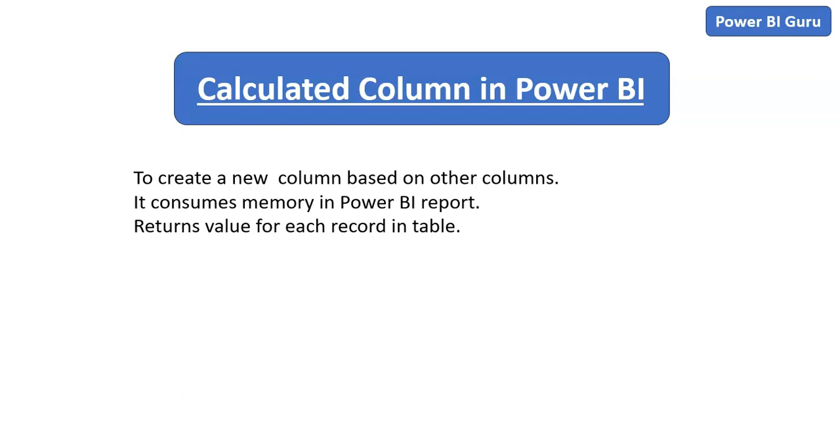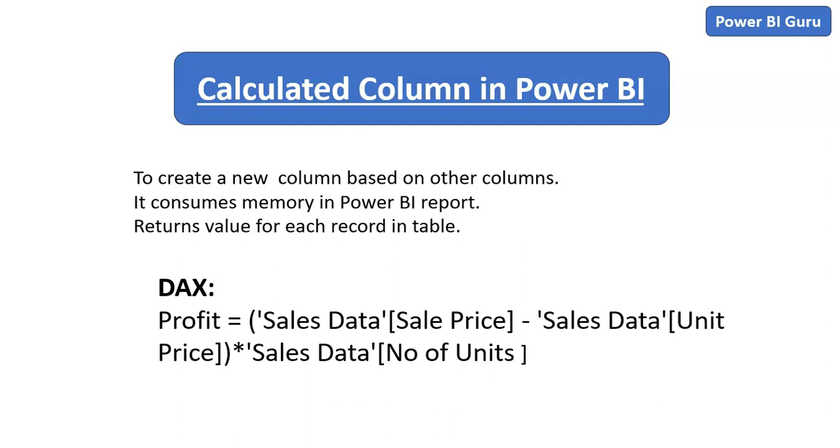So, calculated column in Power BI. It is a column based on other columns, meaning we perform some operations and get a new column. It consumes a lot of memory because it stores data for all the records in that table, and it returns a value for each record. We can see the syntax here: we can create a calculated column, give it a name and write an expression.